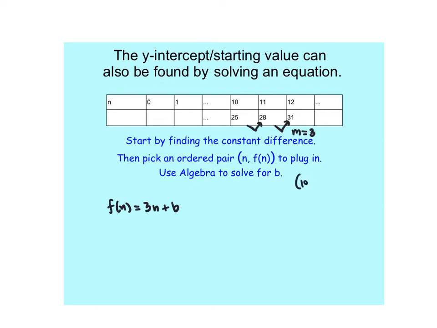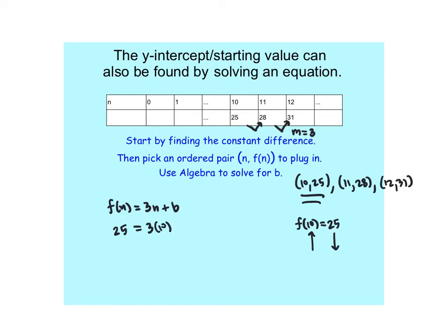So I have 3 ordered pairs that are given to me. The 10th term is 25, the 11th term is 28, and the 12th term is 31. I could pick any one of those to use. I'm going to choose this. These numbers seem nice, 10 and 25. So that tells me that f of 10 is equal to 25. So if I plug in a 10, I get out a 25.